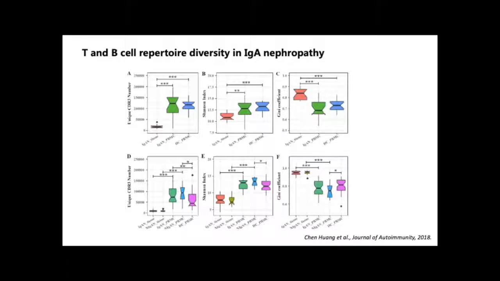We found that the diversity of the tissue is significantly lower. But when we compare the peripheral blood, we didn't observe a very significant difference between the patients and the controls. Regarding the B cells, the situation is similar: we observe lower diversity in the tissues, but in the blood we even see a higher diversity in both the IgA nephropathy and the non-IgA nephropathy compared with controls. So there's no significant diversity difference.